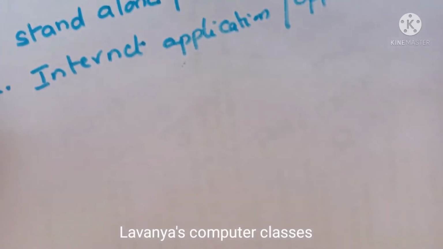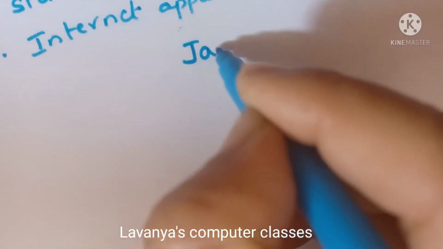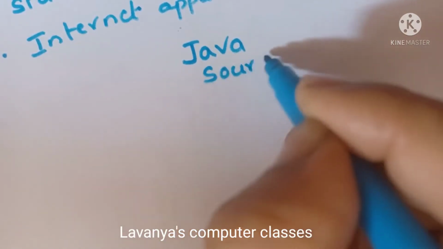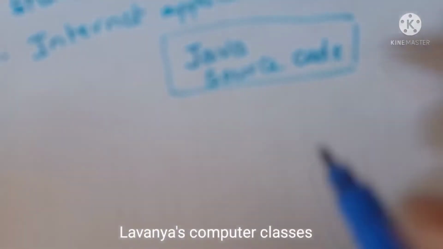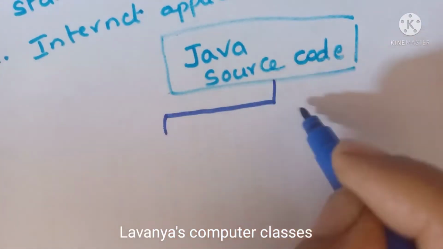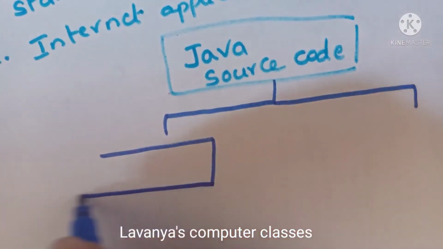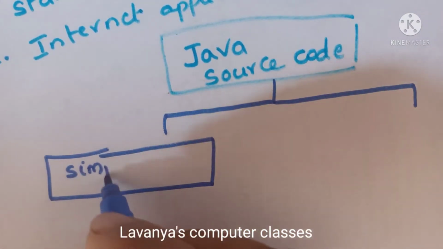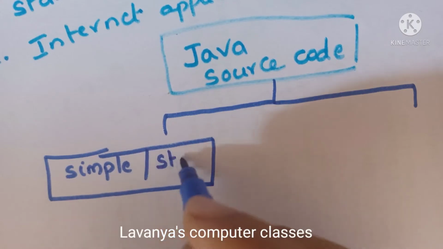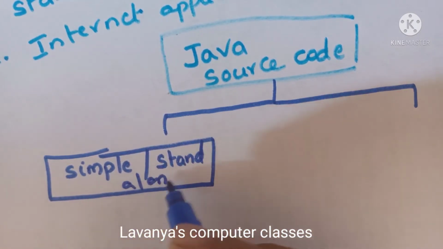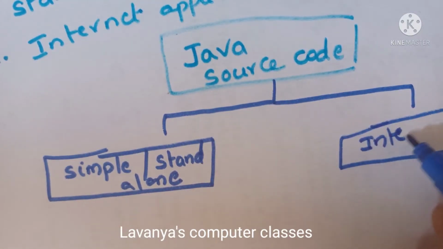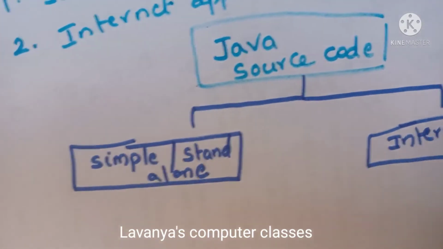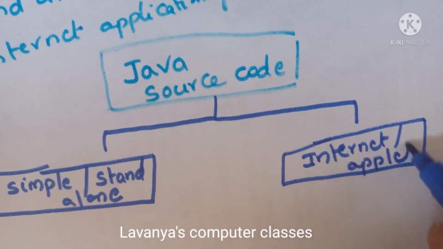Now I will draw the diagrammatic representation. First, any program written in the Java language is called Java source code. In this Java source code, as I already said, there are two types of programs. One is a simple application or standalone program. The second one is internet application programs or applet programs. Two types of programs are there.